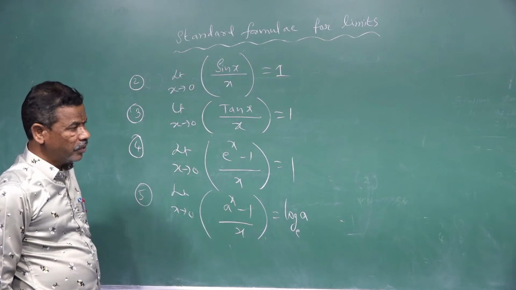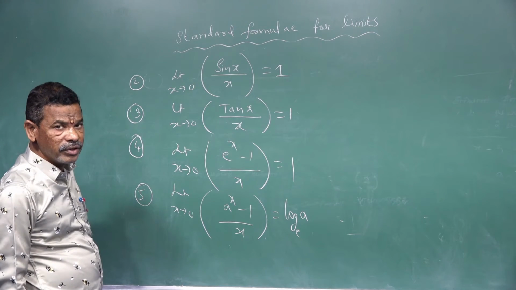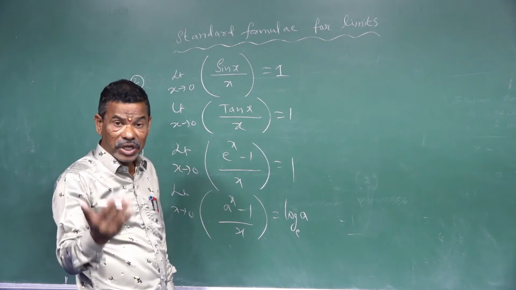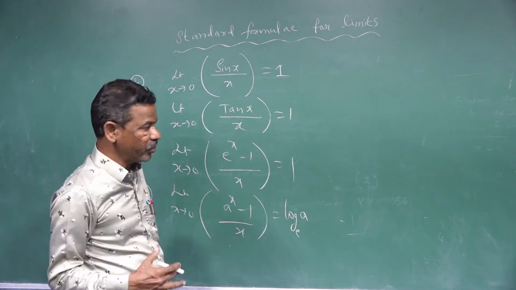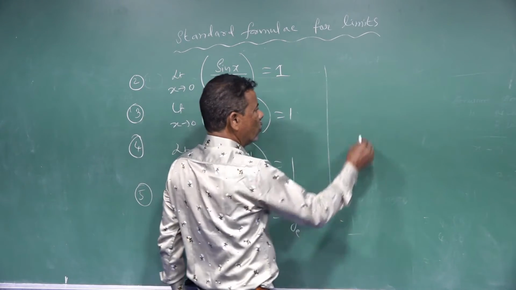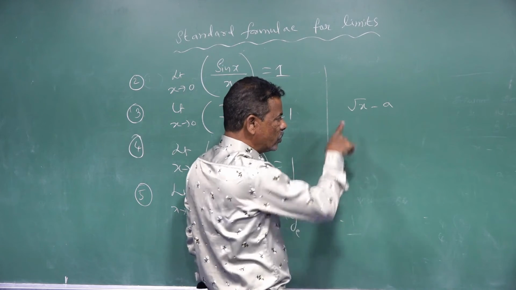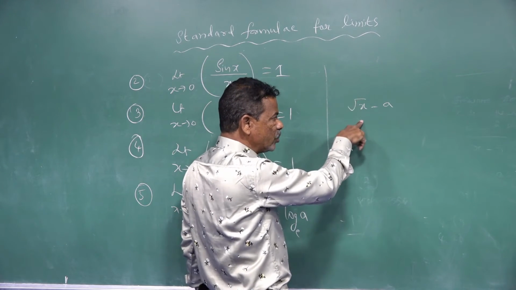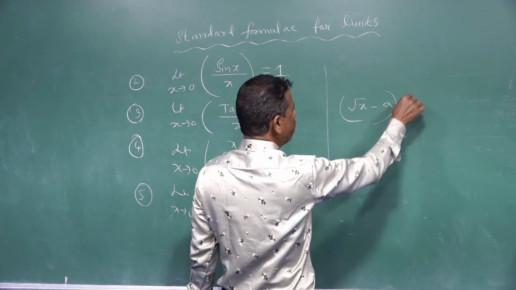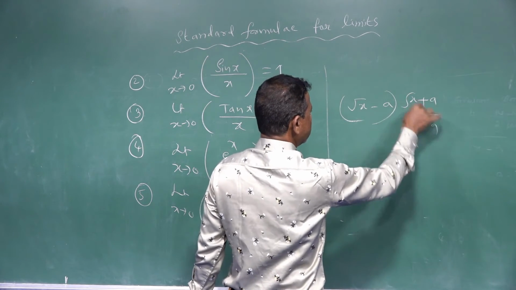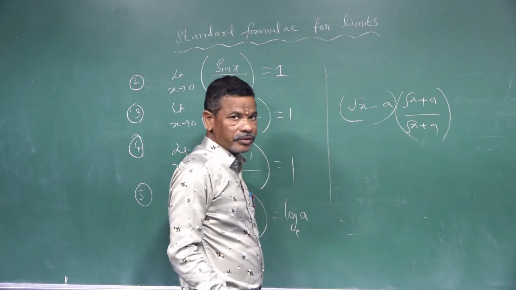If the function in terms of roots is having roots, then we take the rationalization. Suppose root of x minus a is there. So this is root having. For the elimination of root, it is multiplied by root x plus a by root x plus a. This is called rationalization.